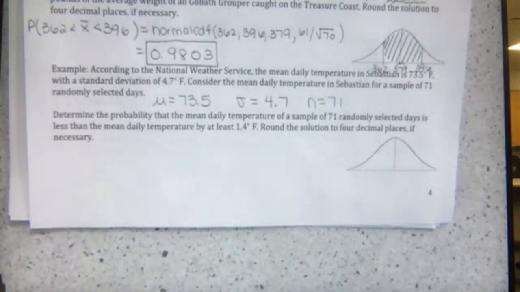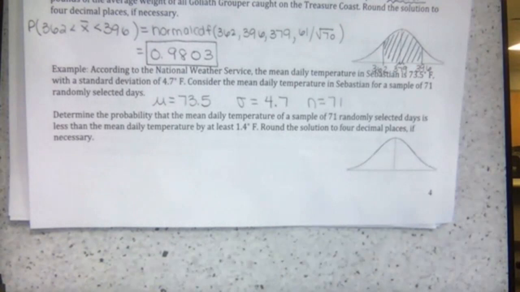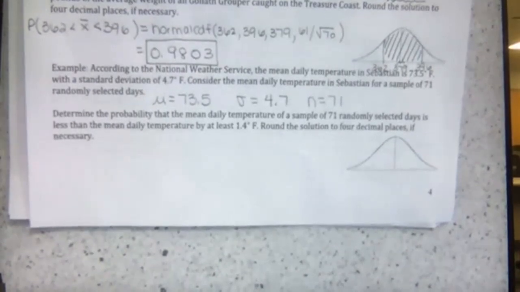So probability, so it's still the same, normal CDF, find the area under the curve. That the mean daily temperature of a sample of 71 randomly selected days is less than the mean daily temperature by at least 1.4 degrees Fahrenheit. Round to 4 decimal places. Again, weird wording, so that's why I wanted to put it on our notes.